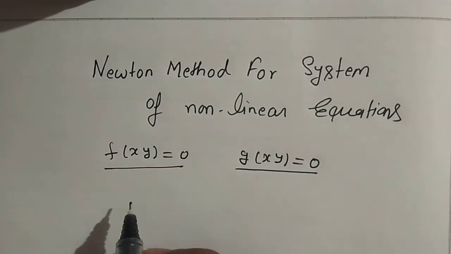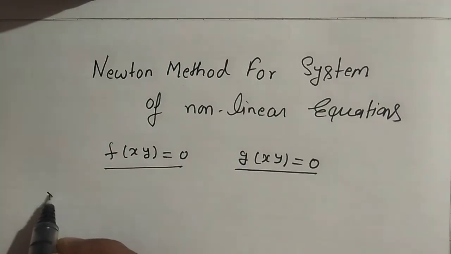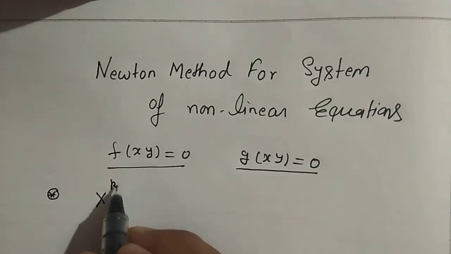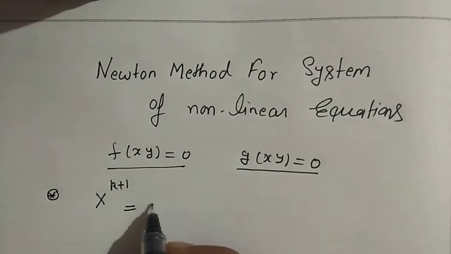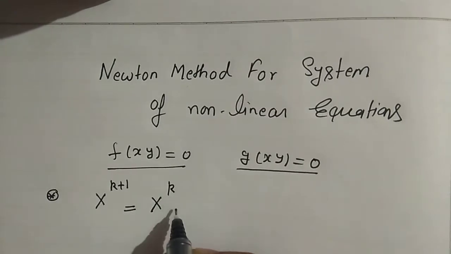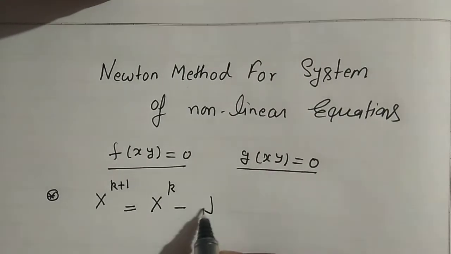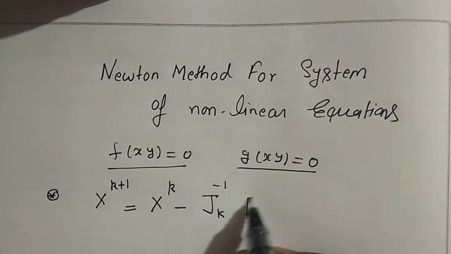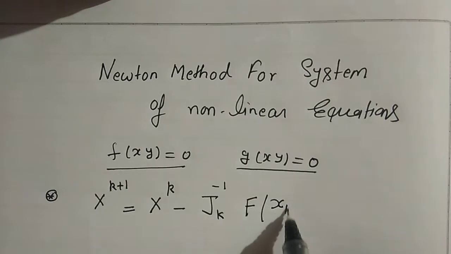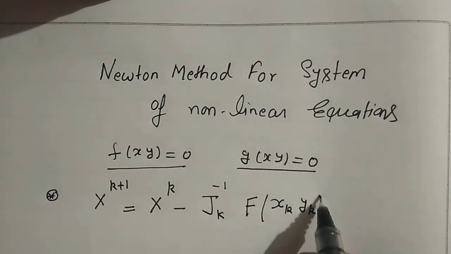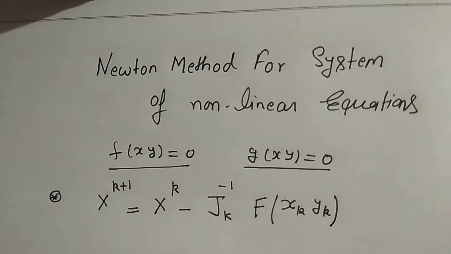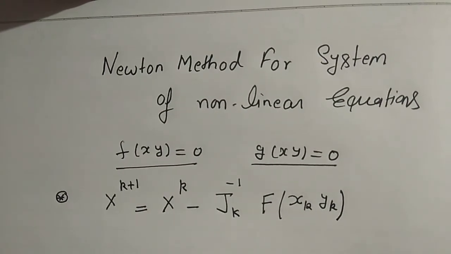So what we do, we'll write the first formula. Formula we have x_{k+1} equal to x_k minus Jacobian k inverse and f of x_k, y_k. So this is the iterative method, and this x, f, j all are vectors.